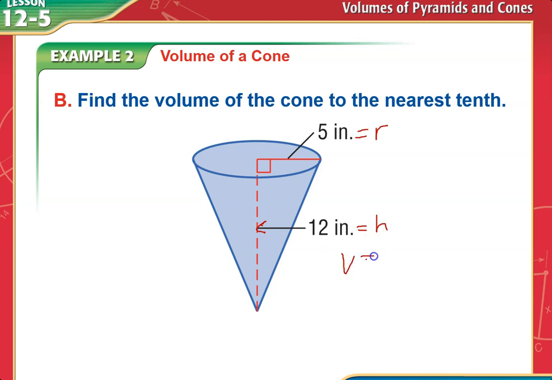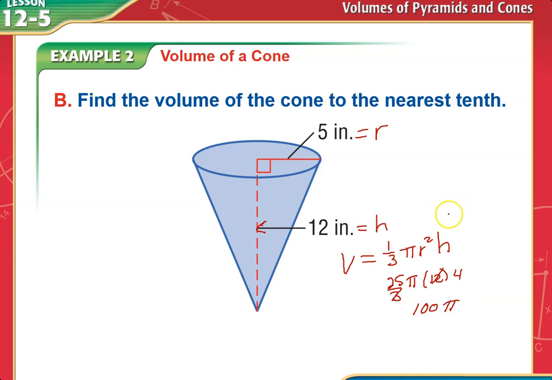So we're going to say volume equals 1/3 pi r squared h. My r is 5, so it's 25. So we have 25/3 pi, and then multiply by an h of 12. My 12 and my 3 reduce down to a 4, so it looks like I get 100 pi.